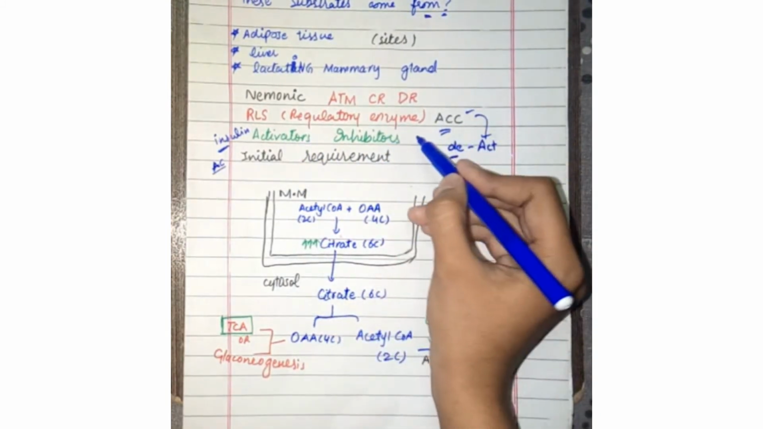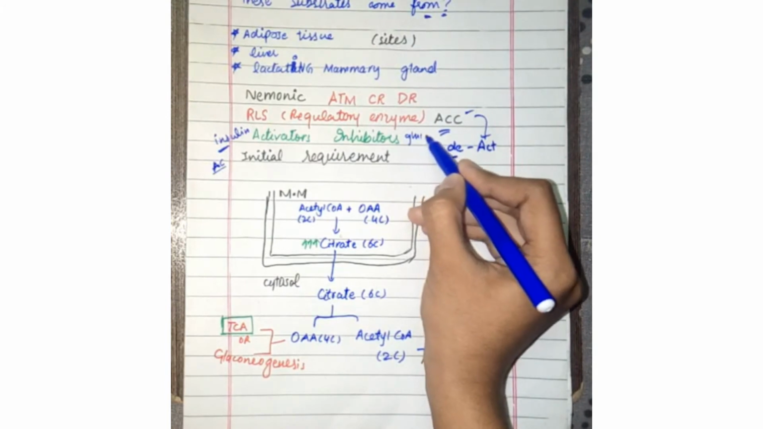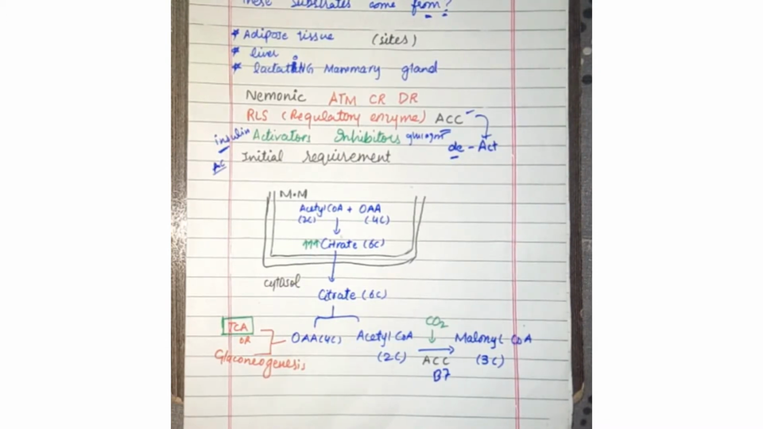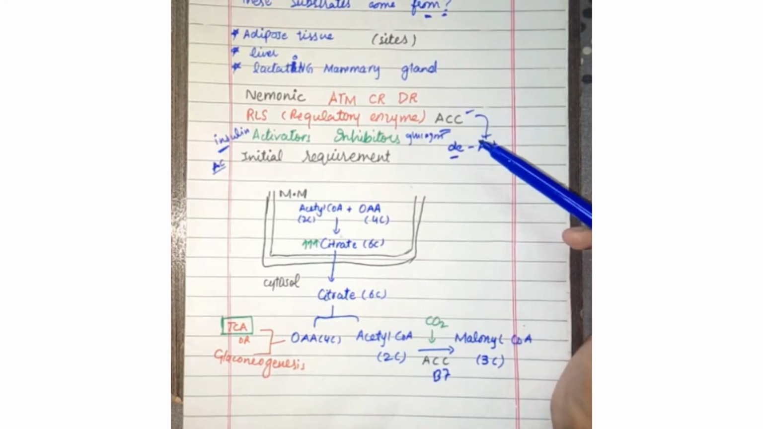And in a similar way, glucagon, glucocorticoids, and cortisol, all such hormones that raise blood glucose level will cause phosphorylation of acetyl-CoA carboxylase and thus inhibition of acetyl-CoA carboxylase. So this is the brief and simple regulation of acetyl-CoA carboxylase.